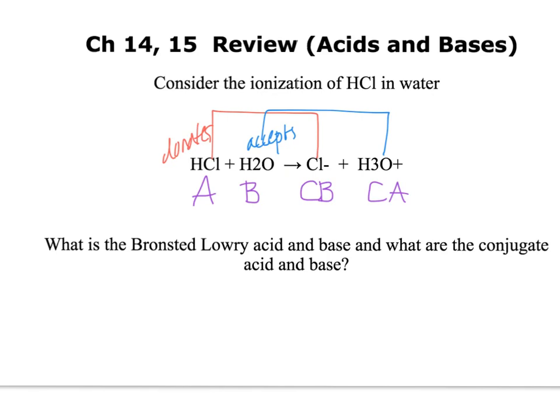One important thing to remember is that they're called conjugate acid-base pairs, and they appear on opposite sides of the equation. So I have an acid here, I have its conjugate base pair on the other side. I have a base here, I have its conjugate acid over on the other side. So they are on opposite sides of the equation.